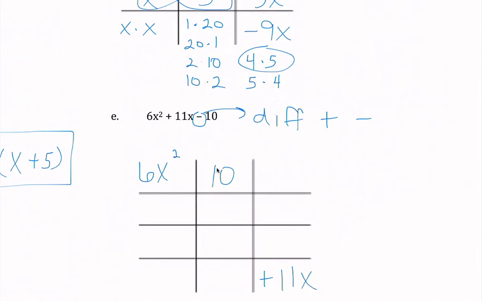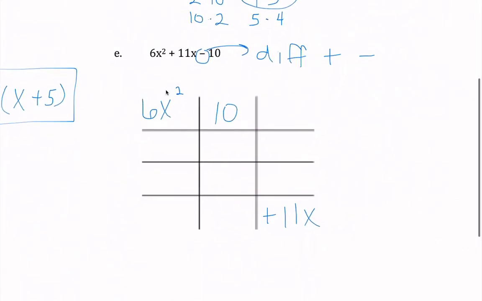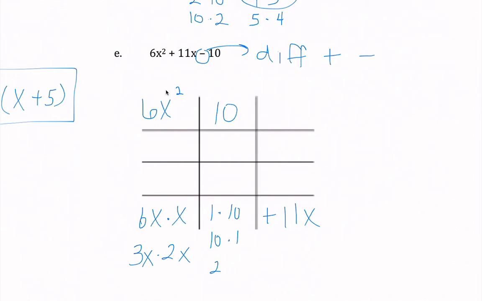So the reason that this one is a little bit more difficult is because we have more than one factor that will give us this guy. So I know it's 6x times x, but it's also 3x times 2x. My factors of 10 are 1 times 10, 10 times 1, 2 times 5, and 5 times 2.